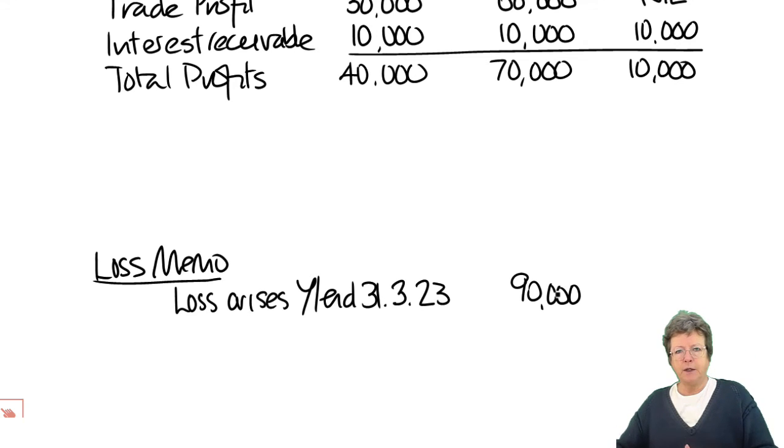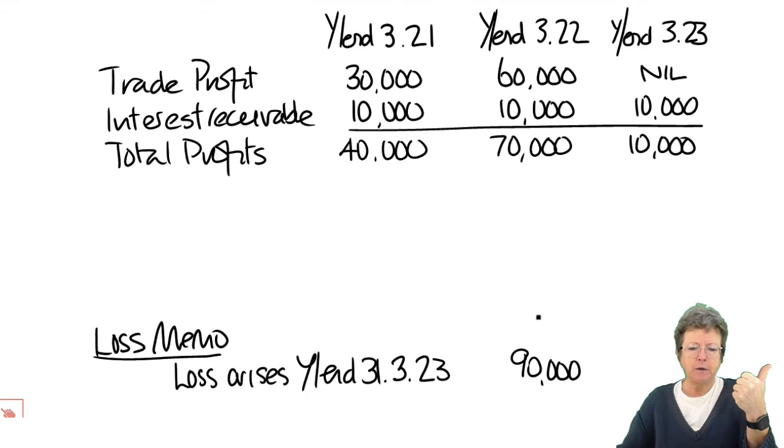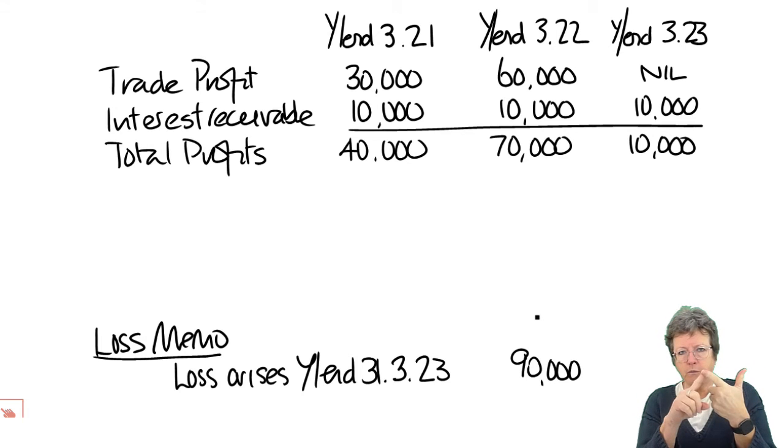So the exam technique for loss questions. 1, read the question carefully. We'll ignore that one because you are doing that now. Set up the pro forma with the years across the top and the pro forma down the side. Copy what you can from the question into the answer. Set up your loss memorandum.